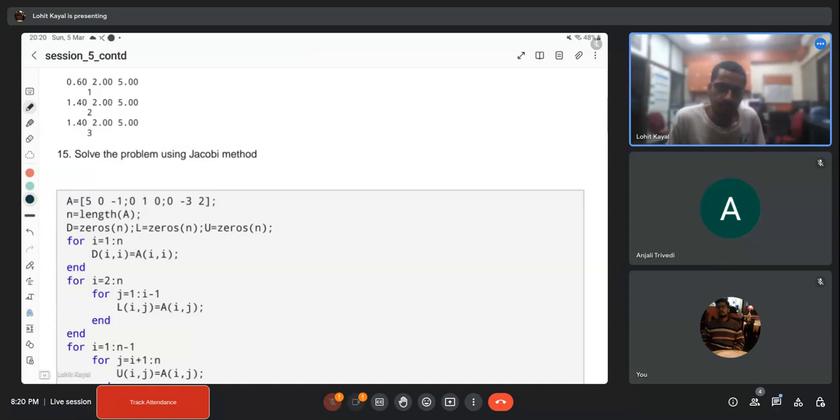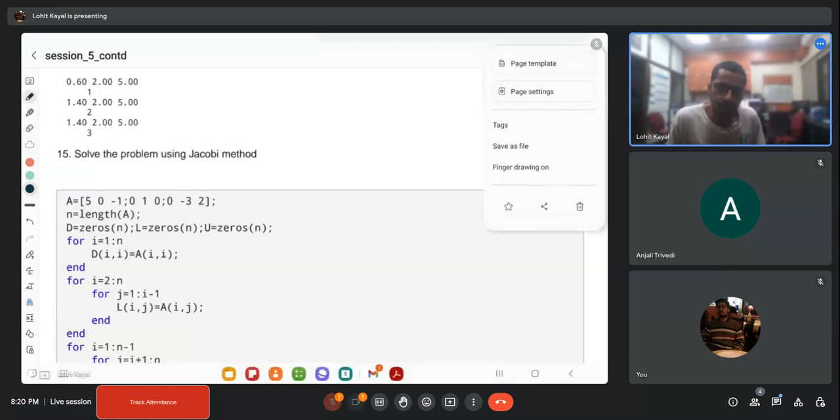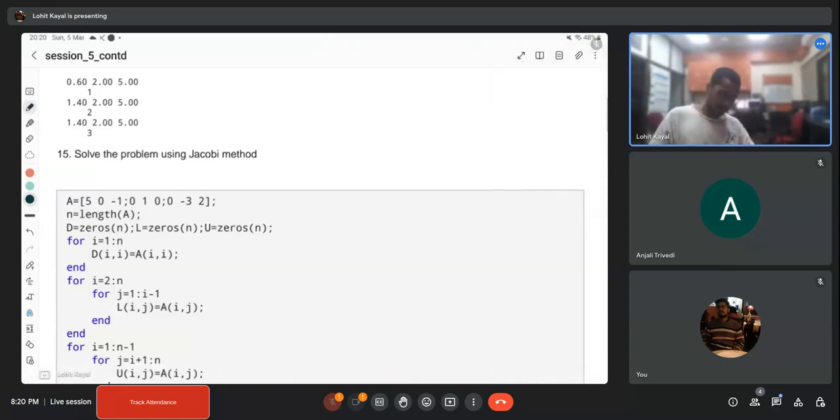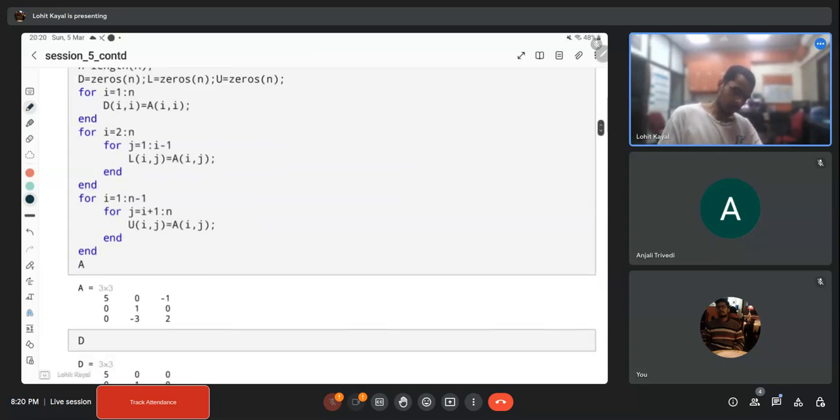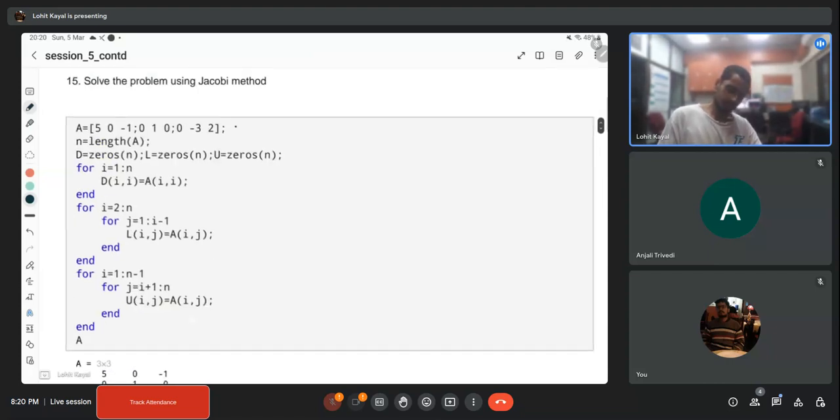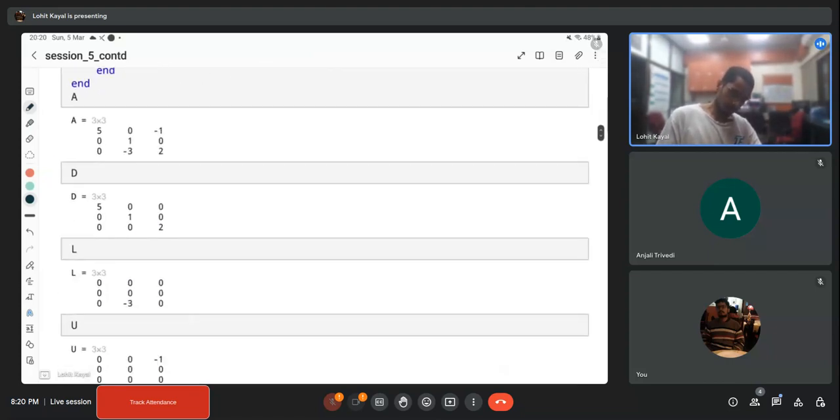Okay, so let's start again. Now, the same thing: we have to solve the problem using the Jacobi method. So this is the matrix. This is the same procedure I have used. Again, I have tested the convergence criteria. The code is the same.